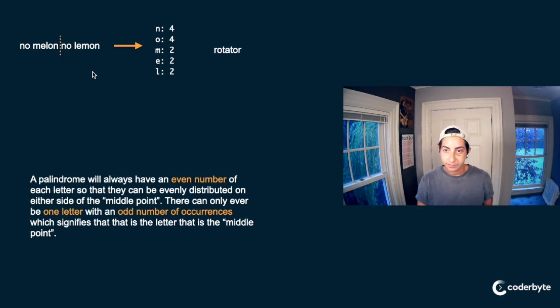Let's look at that. So here's rotator, right? And we can add our middle point, which is in the middle of that A. And we can see with the distribution of the letters, there are 2 R's, 2 O's, 2 T's, and there's only one odd letter frequency, which is that A, which is the middle point.